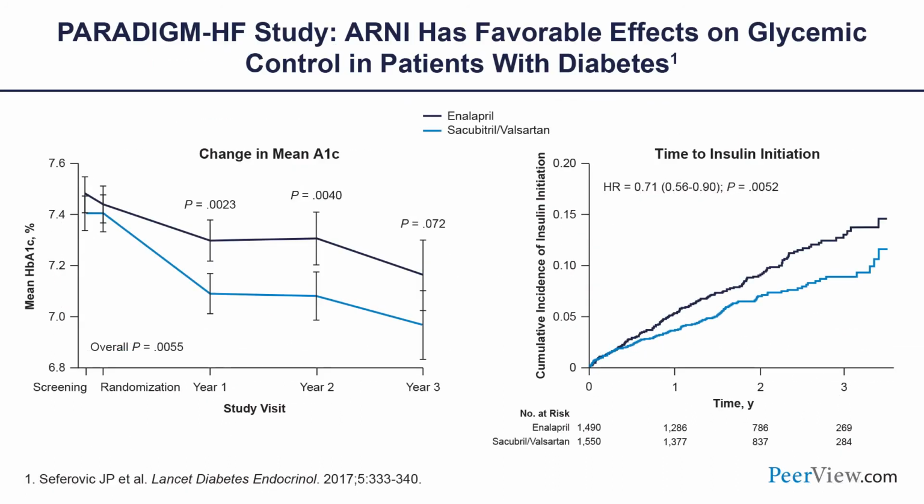Now, what is interesting is that neprilysin inhibition and vasoactive peptides actually have an impact on glycemic control as well. With the use of valsartan sacubitril in patients who had diabetes in the PARADIGM-HF trial, there was a significantly greater reduction in the mean hemoglobin A1C, as is shown in this slide. And the need for new insulin initiation over time was also less in patients on valsartan sacubitril.